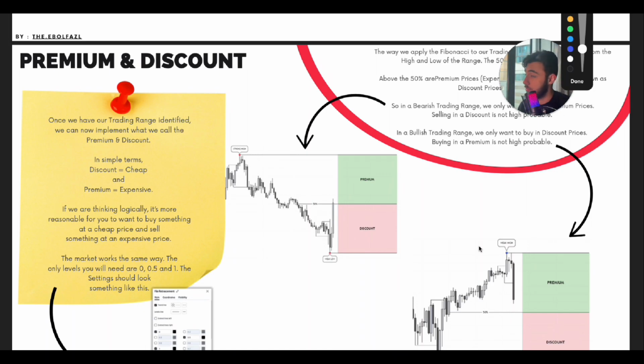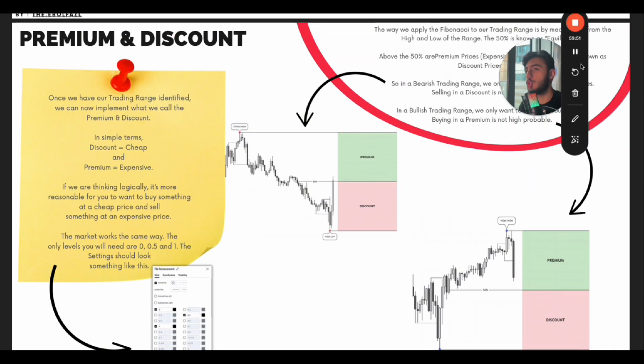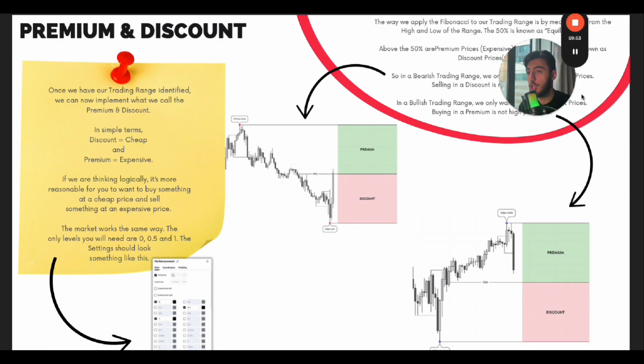In bullish trading, it's the same. Once you want to buy in a bullish trading range, you want to buy at the lowest price available. So you're going to look for a position in the discount area. Even if you have the bearish trading range and price didn't come to the premium area, don't sell in the discount area. Okay, this is one of the rules. Make this a rule for yourself: don't sell in the discount and don't buy in the premium.